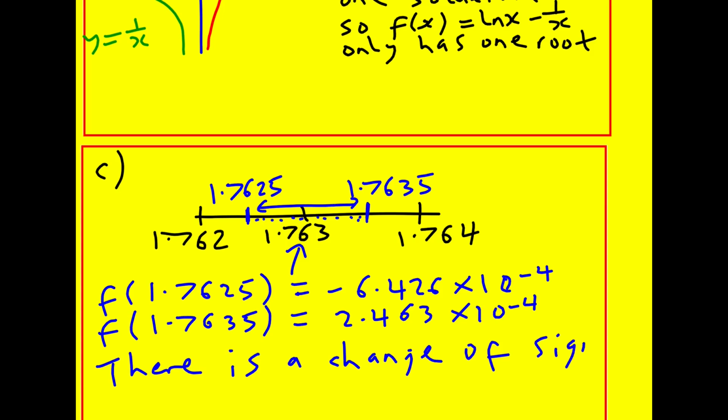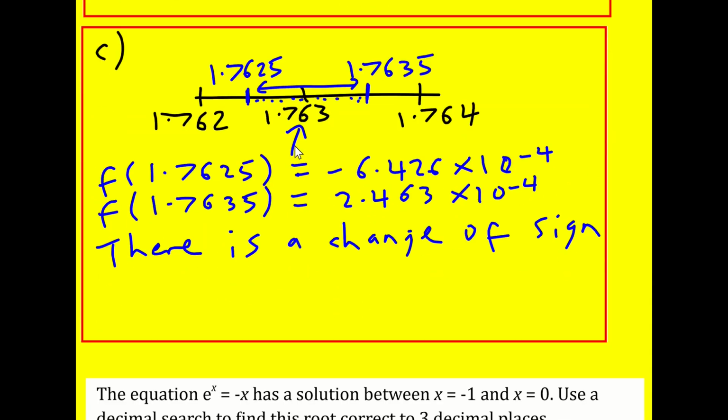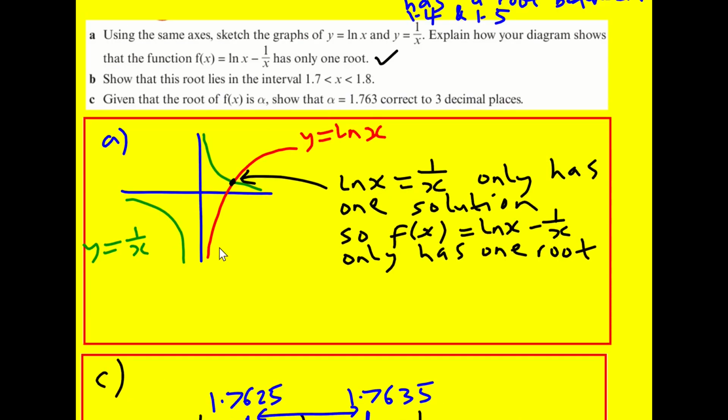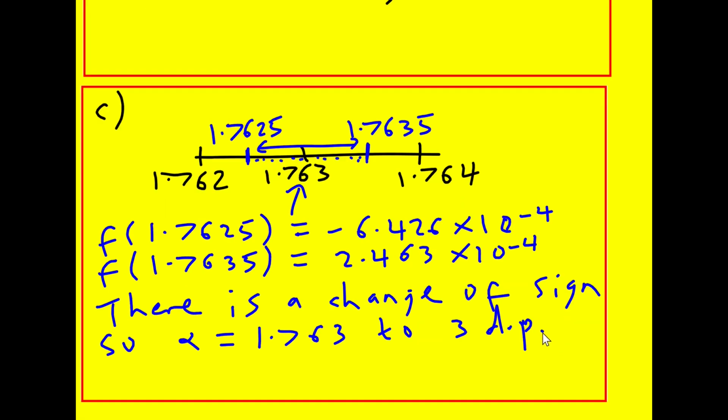To be honest, I think this time I don't really need to talk about it being continuous and the like. I can simply say, what is it? I'm just going to need to check that. Alpha equals 1.763 to 3 decimal places. Hopefully I've convinced you, and that is a convincing argument.